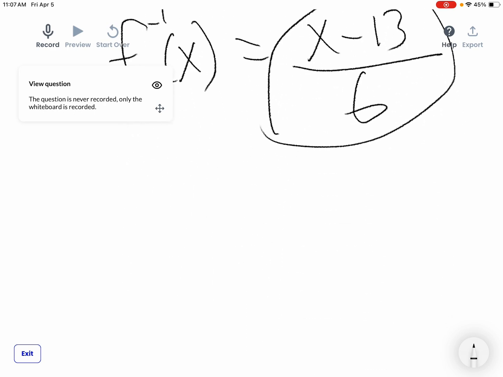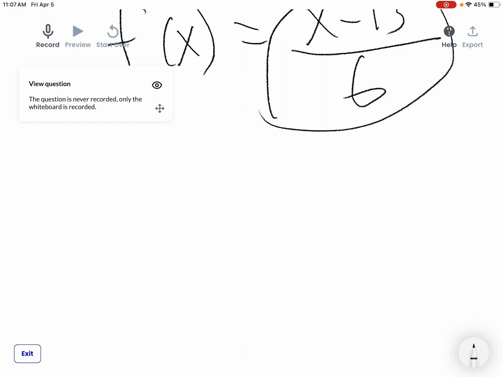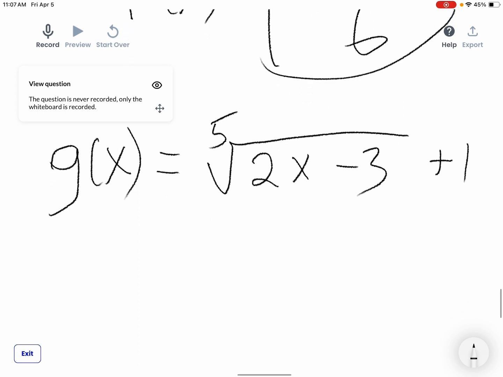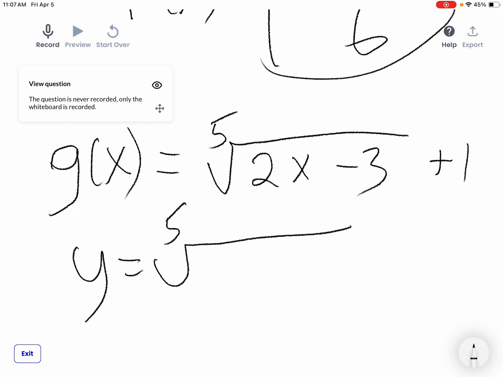Let's try one other one. It might be possibly a tiny bit more tricky. So let's just say another function here, g of x, which is equal to the fifth root of 2x minus 3, and then we have a plus 1 outside of that fifth root. Again, asked to find the inverse here. We can go ahead, again, let our function be equal to y. So write y is equal to the fifth root of 2x minus 3 plus 1.